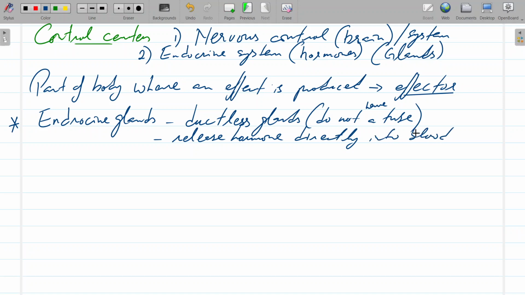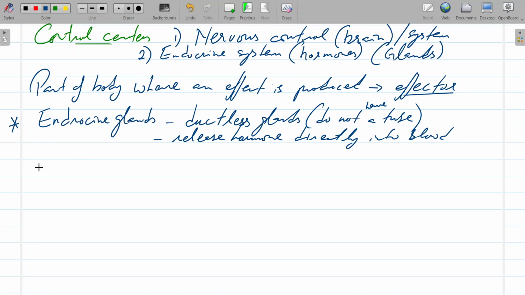Saying directly into the blood, they secrete the hormone into the tissue fluid surrounding the cells of the gland, and then it diffuses through the tissue fluid, through the wall of the capillary and into the blood. But it is so to speak direct, because the capillary network is very dense throughout the body. It reaches almost every cell, and so we just say it releases hormones directly into the blood.